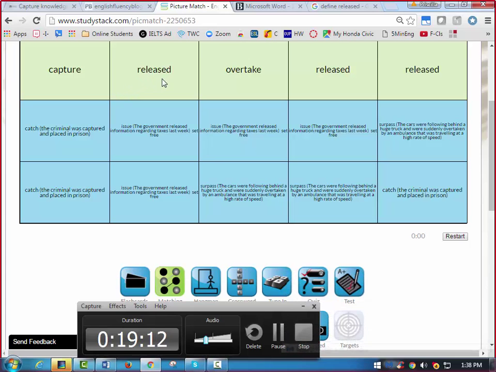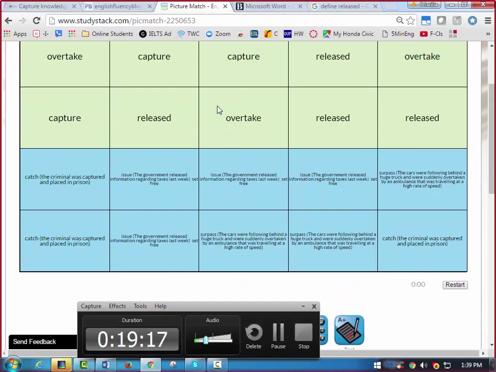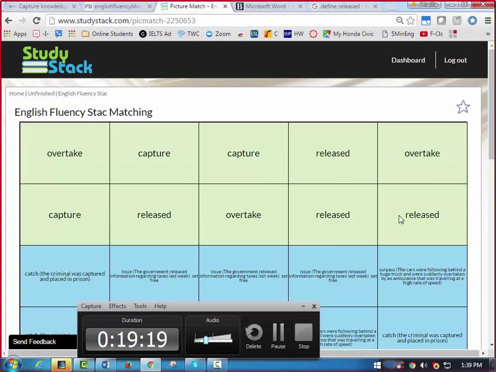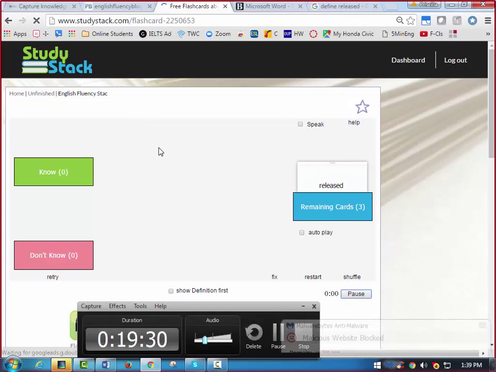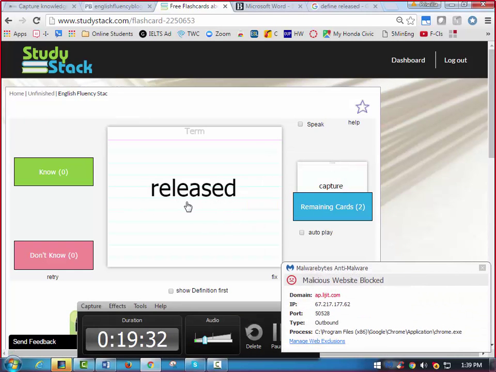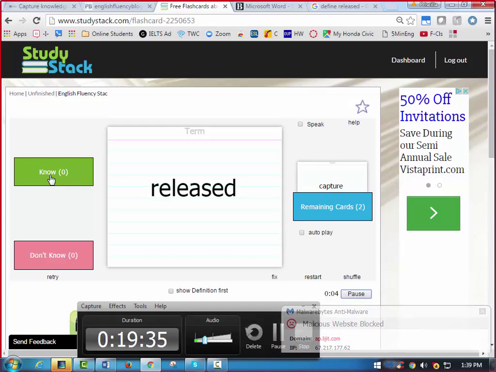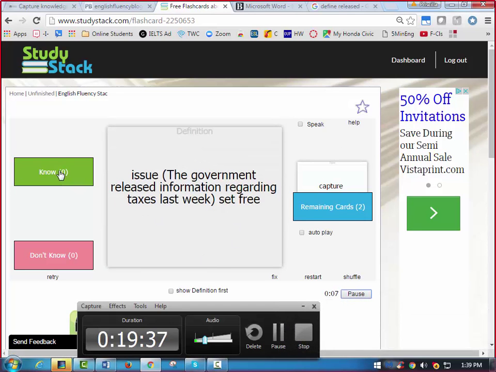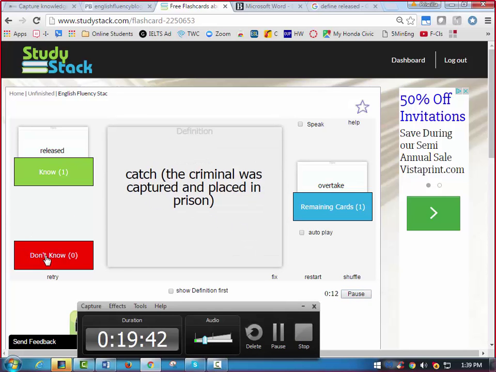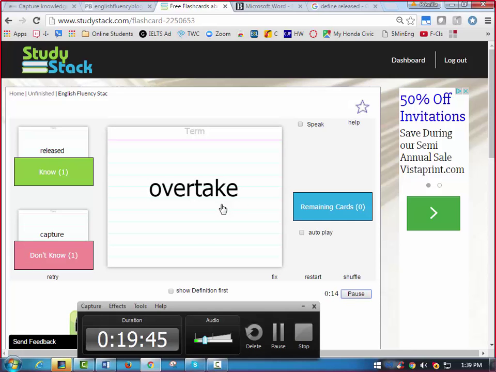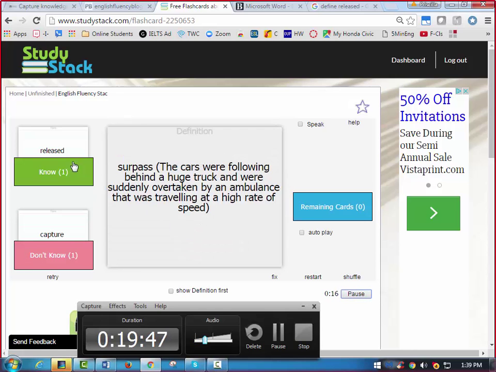Released. Yeah. I'm not sure. Okay. The reason I have release, for it to work, you need to have at least 10 words. Yeah, and I only had 5. So yeah, there was that. And then if you click on the flashcards, here are my flashcards. Release means to, it's issued. So I know that's right. Capture, let's just say I don't know what that one is. And I put that one there. And then the last one, overtake, means to surpass. So I'll put that one here.